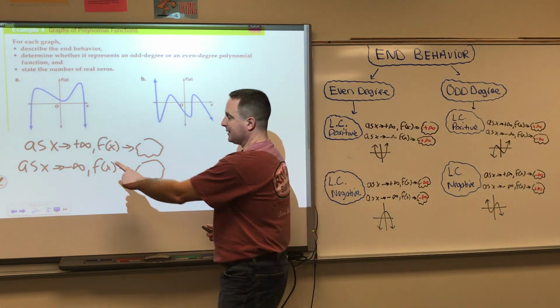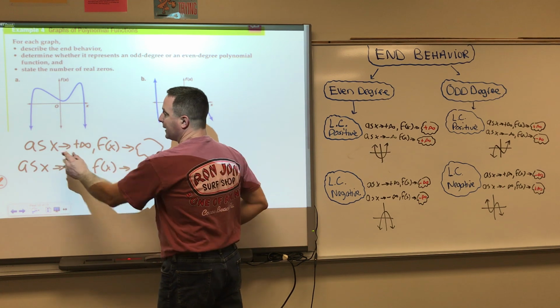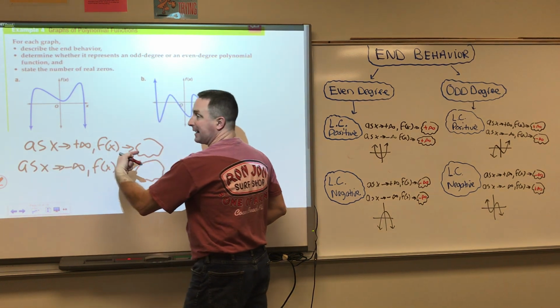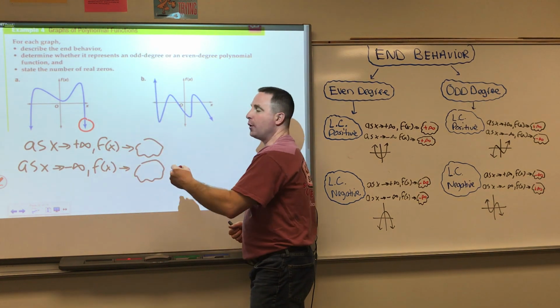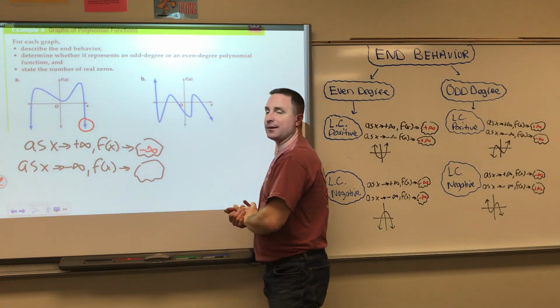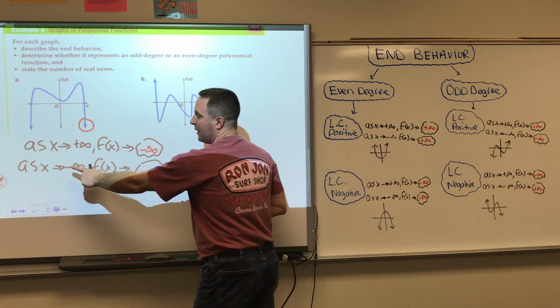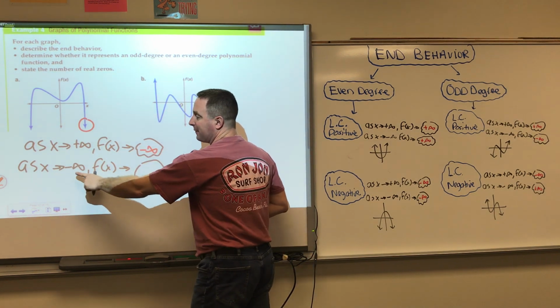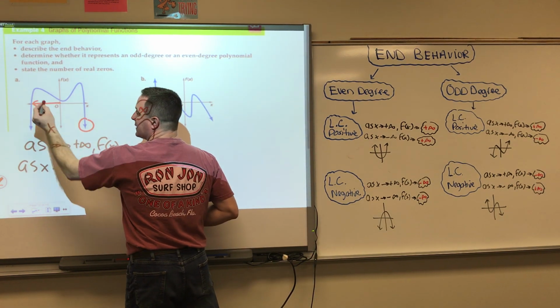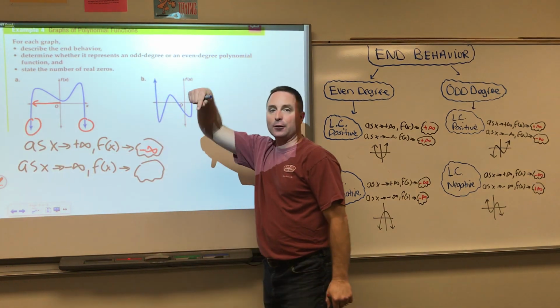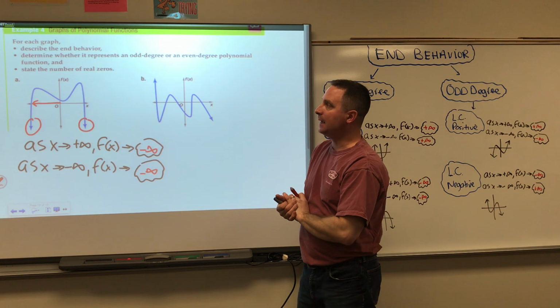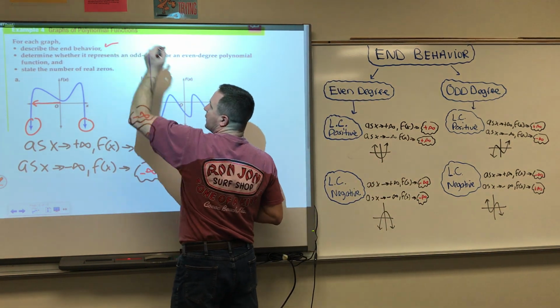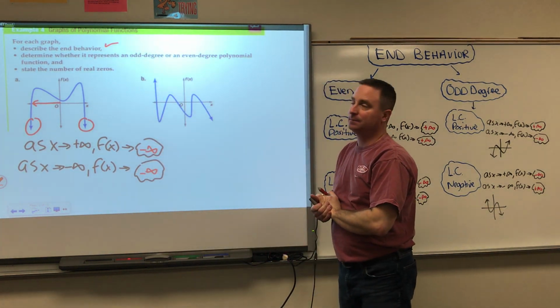As x goes to positive infinity, remember that means as I go to the right, where do the y values go? That's out here. They're going down, it would go to negative infinity. This one then is the other way. As I go to the left, as x approaches negative infinity, that graph also goes down to negative infinity. So that's what I'm doing when I describe end behavior.